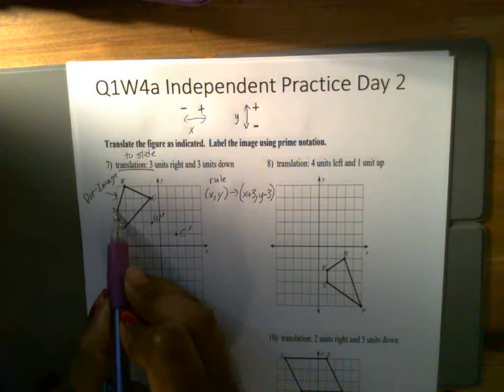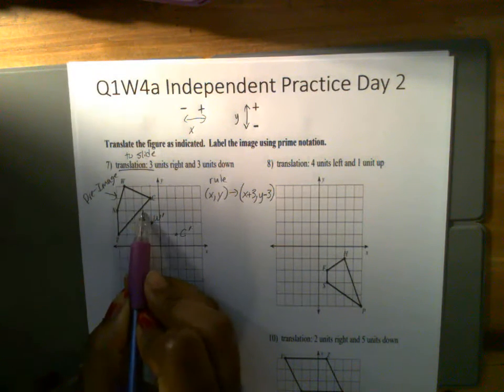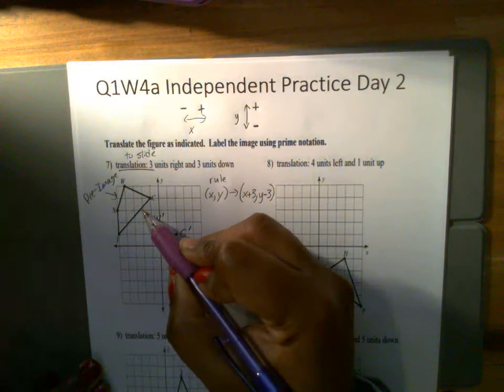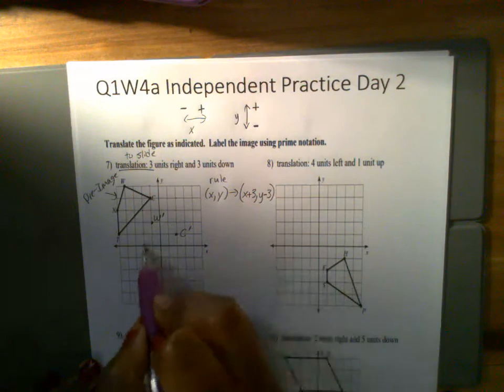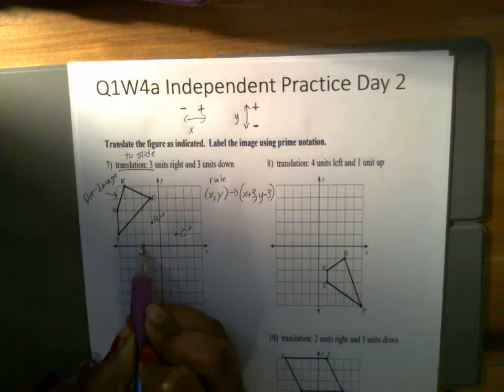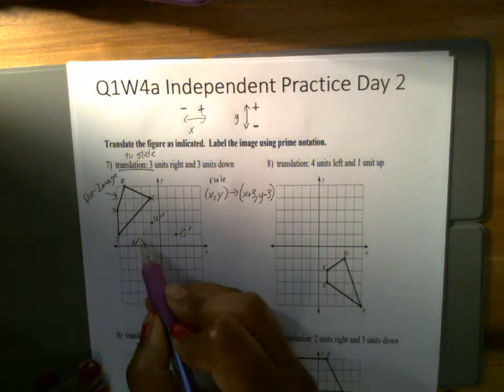I'm going to do the same thing with N. I'm going to move it 3 units to the right and 3 units down. So this is going to be 1, 2, 3 units to the right, and then I'm going to move it 3 units down. So that's 1, 2, 3 units down. This is my new location for N. So I no longer call it just N. I call it N prime with a tick mark.